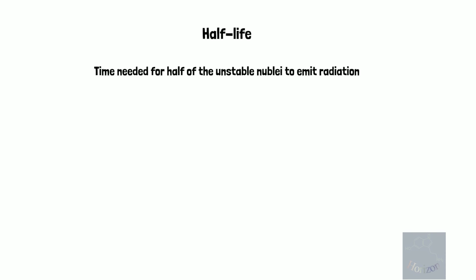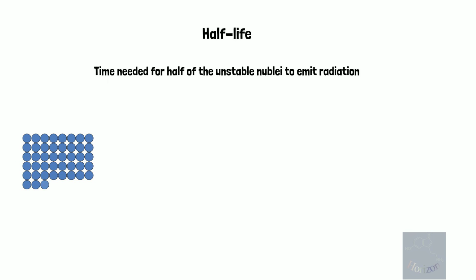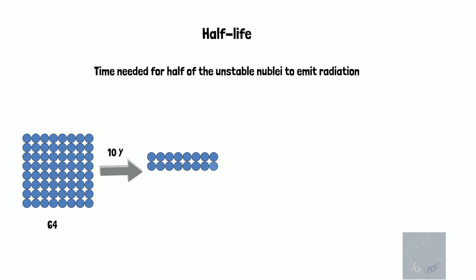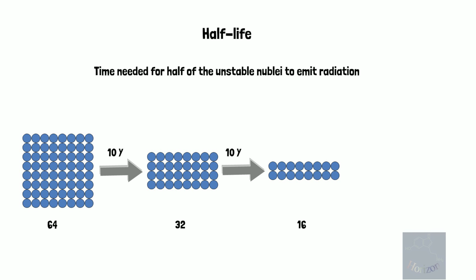To explain that in more detail, we have a look at 64 unstable atoms with a half-life of 10 years. Over a time span of 10 years, 32 atoms decay, so that only 32 atoms of the original unstable nuclei are left. However, after another 10 years, so overall 20 years, the leftover 32 nuclei do not just decay, but only half of them does. Therefore, only 16 nuclei decay, leaving 16 unstable nuclei. The same happens after another 10 years. After 30 years, only 8 unstable nuclei are left.